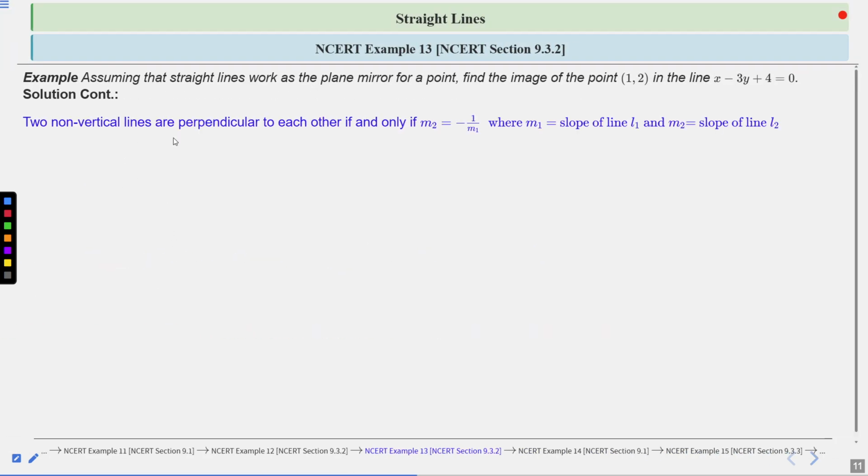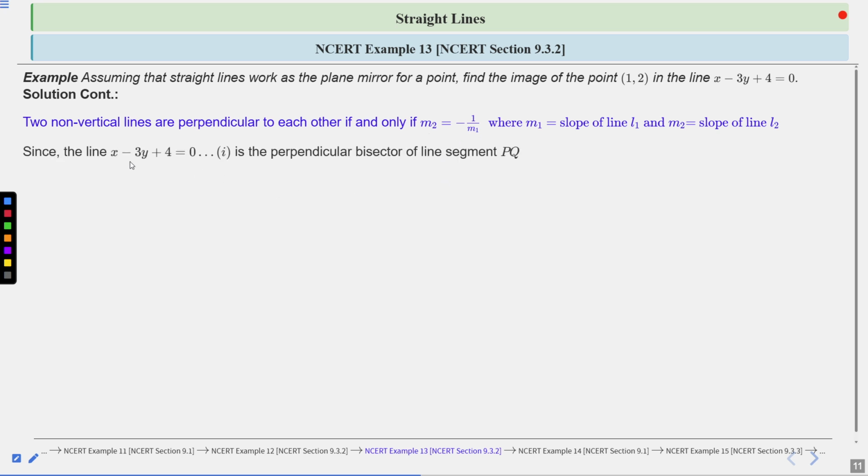So two non-vertical lines are perpendicular to each other if and only if the product of their slopes is -1. That means one slope is basically the negative reciprocal of the other slope. Two non-vertical lines are perpendicular to each other if and only if m2 is equal to -1 by m1, where m1 is the slope of the line L1 and m2 is the slope of the line L2. Okay, so note this statement. This statement is very important to all of you.